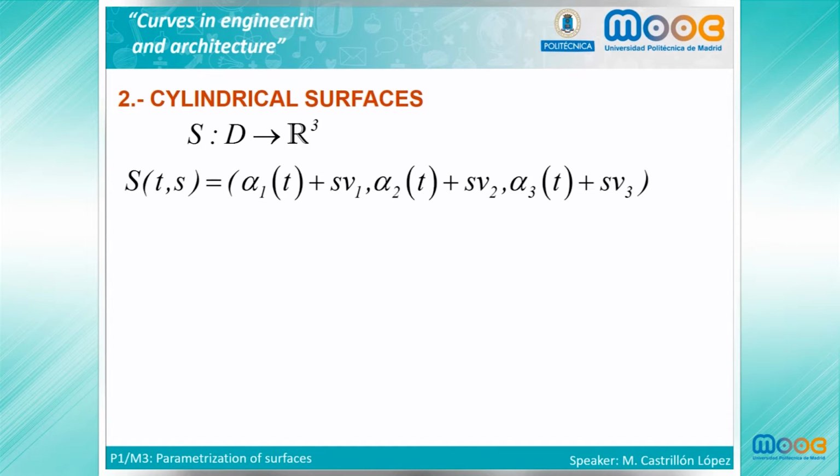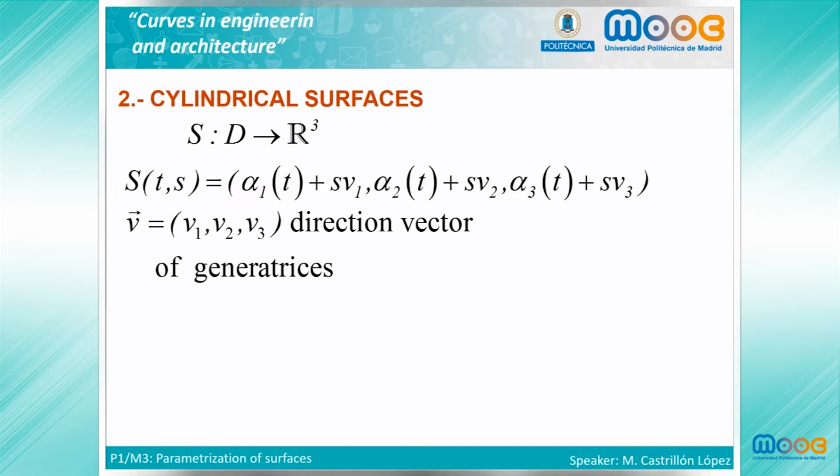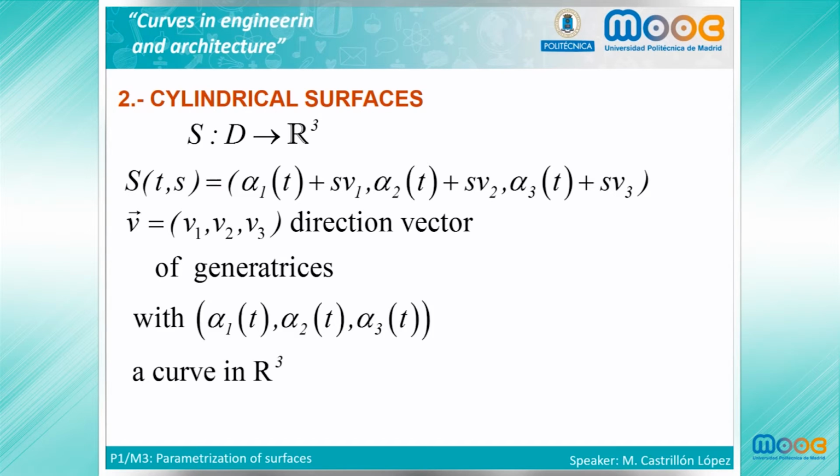Another example is any cylindrical surface. This surface contains all the straight lines with direction any given vector v, with components v1, v2 and v3. These lines pass by all the points of a given space curve alpha with components alpha1, alpha2 and alpha3 of t. The parameter s is the one which provides the different points of the lines. If it just moves along a finite interval, we have segments of a given length instead of whole lines.